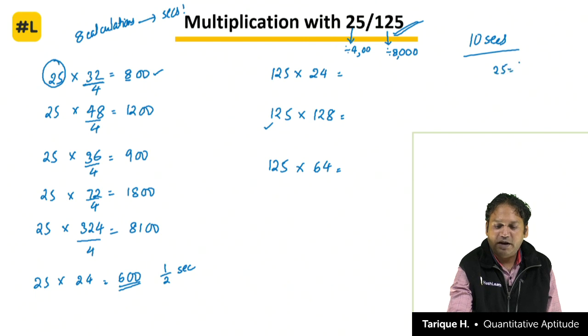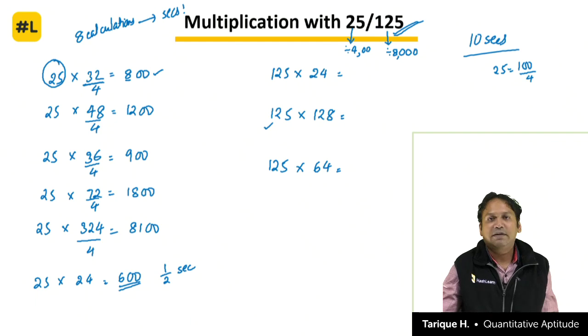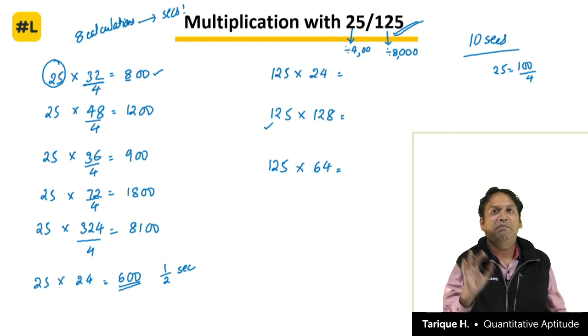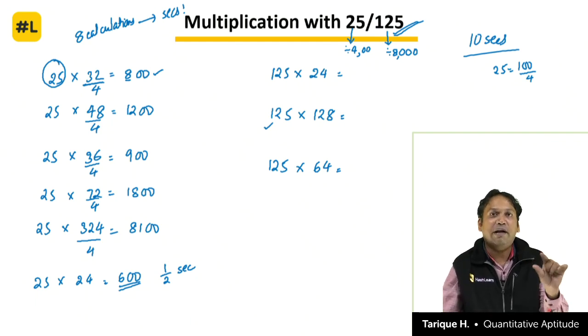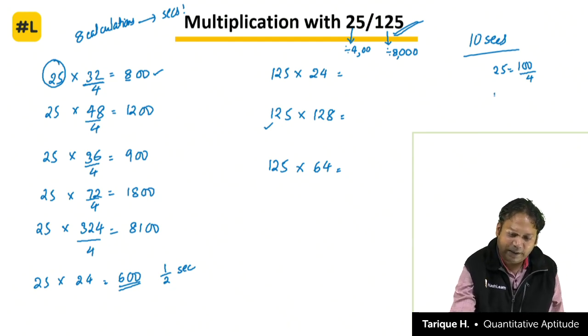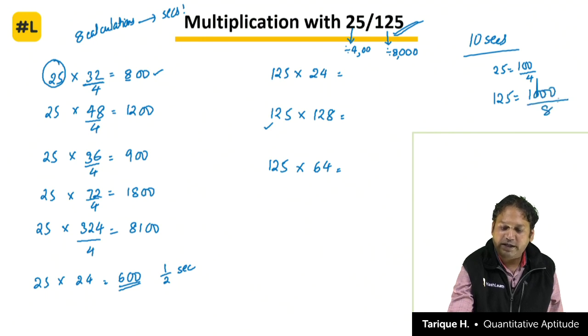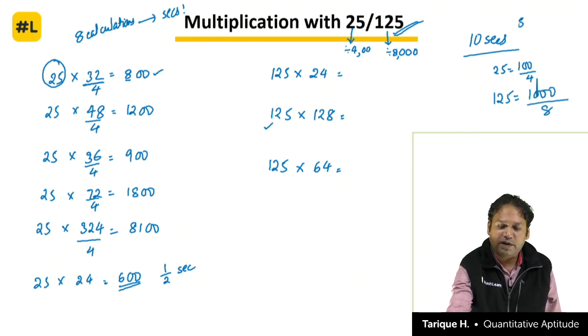25 क्या है? 100 by 4 है, इसलिए हम लोग ऐसा कर रहे हैं. ठीक है, ऐसा नहीं कर रहे बस कि कहीं से भविष्यवाणी हो गई और हमने मेथड डाल दिया. नहीं, 25 इज इक्वल टू 100 by 4, तो डिवाइड बाय 4 पुट 2 zeros. और 125 का क्या करेंगे? 1000 by 8 करेंगे. क्यों? क्योंकि 8 into 125 इज इक्वल टू 1000.